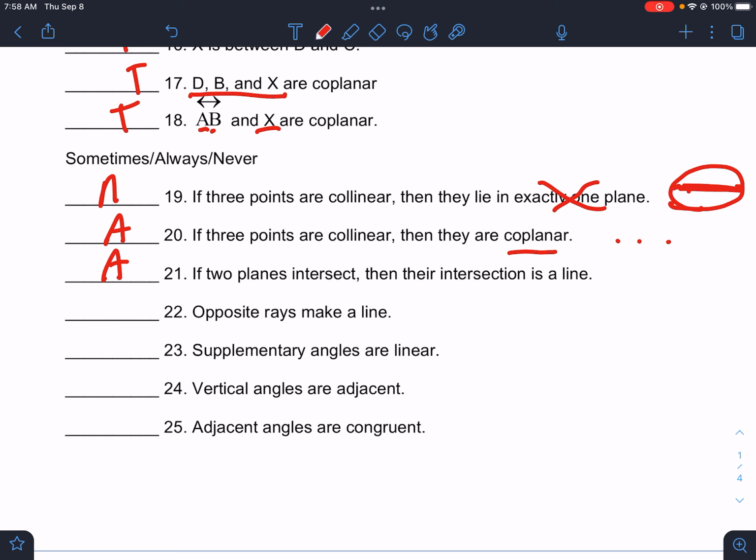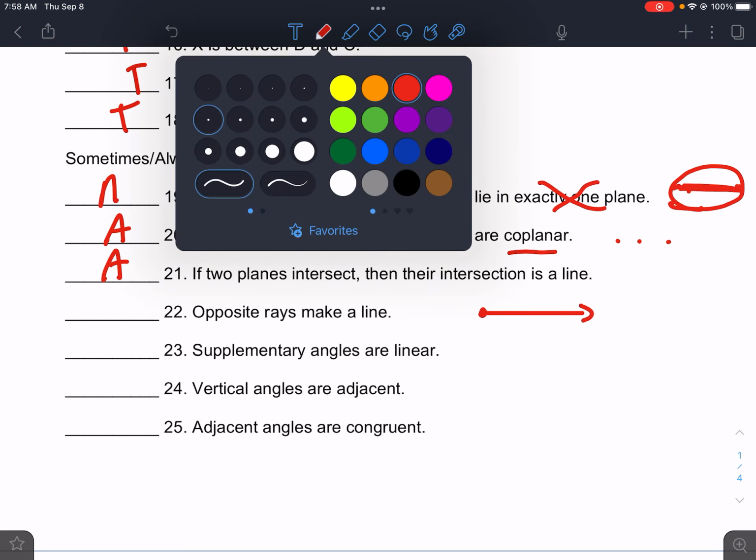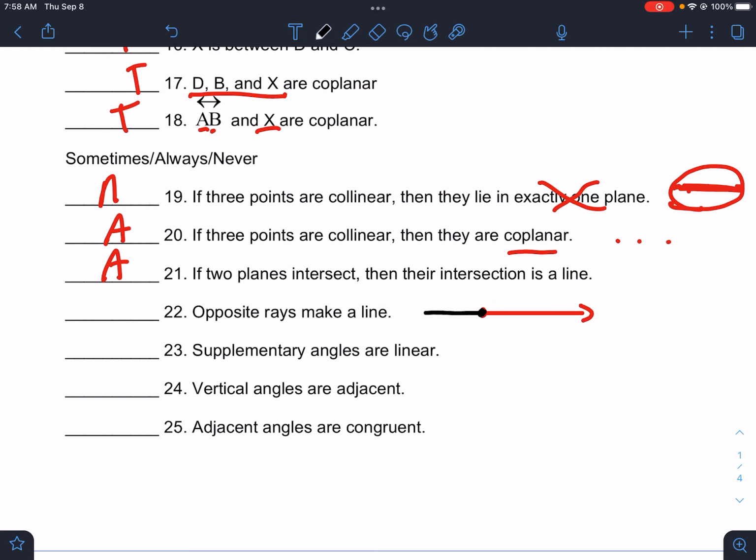Opposite rays make a line. Well, that's the definition of opposite rays, yeah. If this is one of the rays, the opposite ray has to start at the same place and go the opposite direction. So yes, opposite rays make a line.